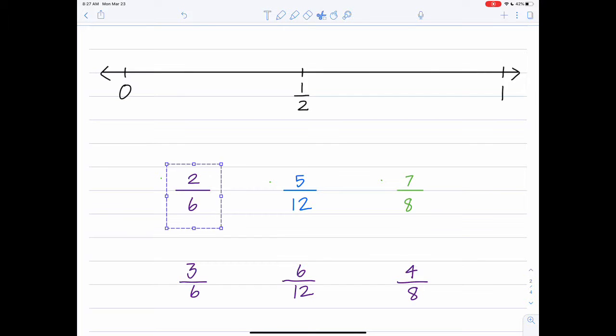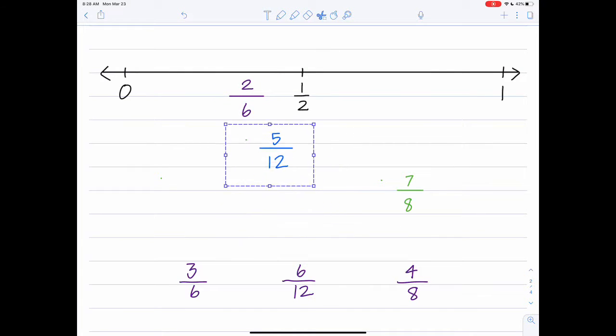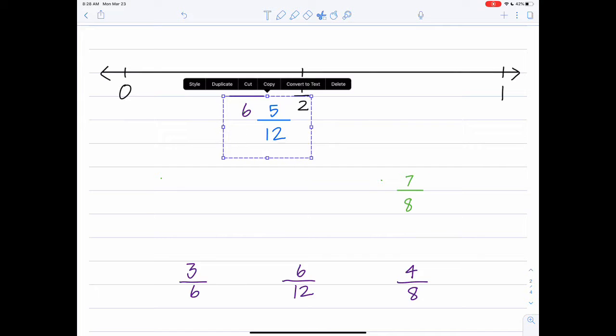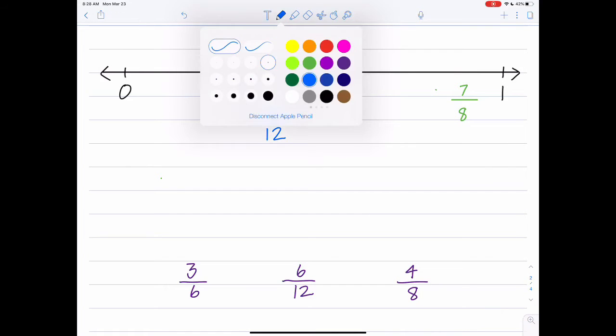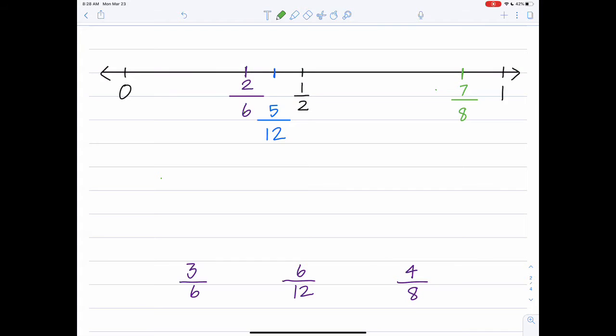So by looking at that, I know that I need to put 2/6 below 1/2. 5/12 also goes below 1/2 because 6/12 is the half. And 7/8 is way above the half. It's pretty much 8/8, so it's almost a whole. So just by knowing the wholes and the halves, I'm able to place these numbers on my number line.